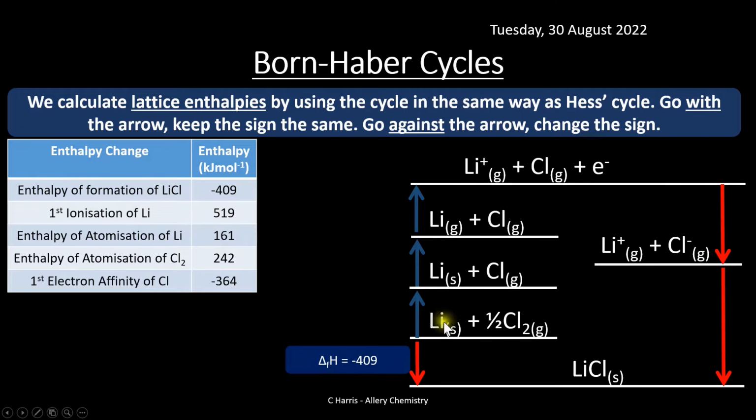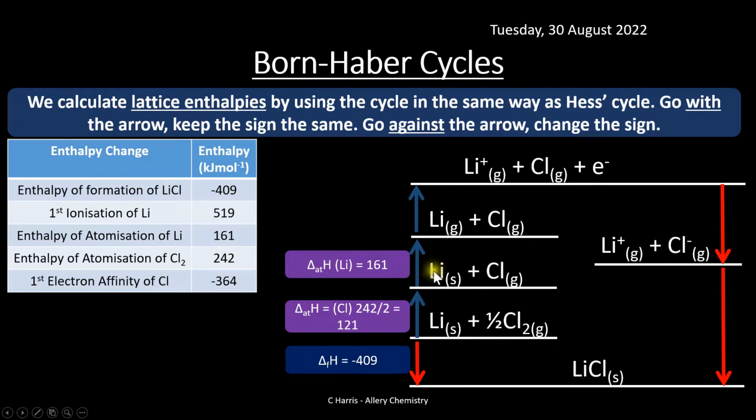This bit here, going from half Cl2 gas to Cl gas, is the atomization of chlorine. That's 242, so that's going to go in there. Now we're going to divide that by 2, and that should be 121. Just be really careful, because we're going from Cl2 to Cl. This is the enthalpy of atomization of Cl2, but we're only using half of it, so we've got to divide that by 2. Just be really, really careful with that. Look at the data they've provided you with and don't trip up.